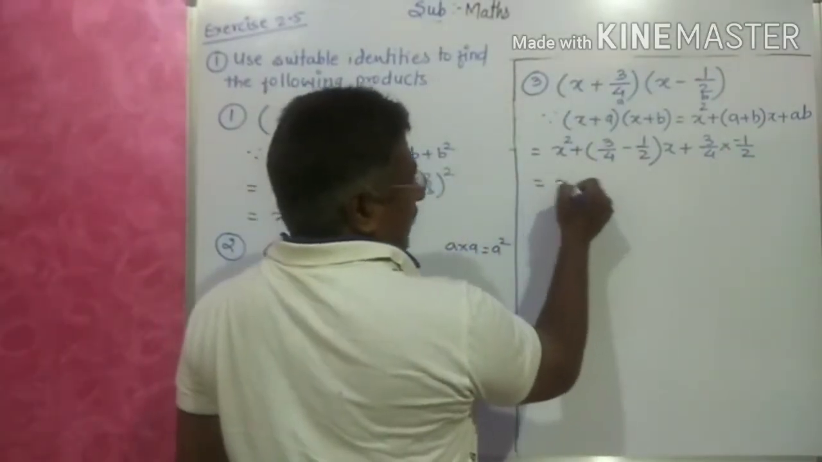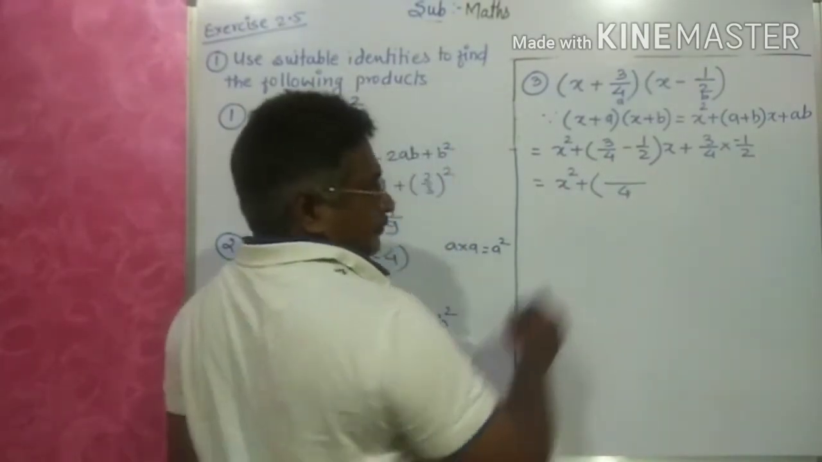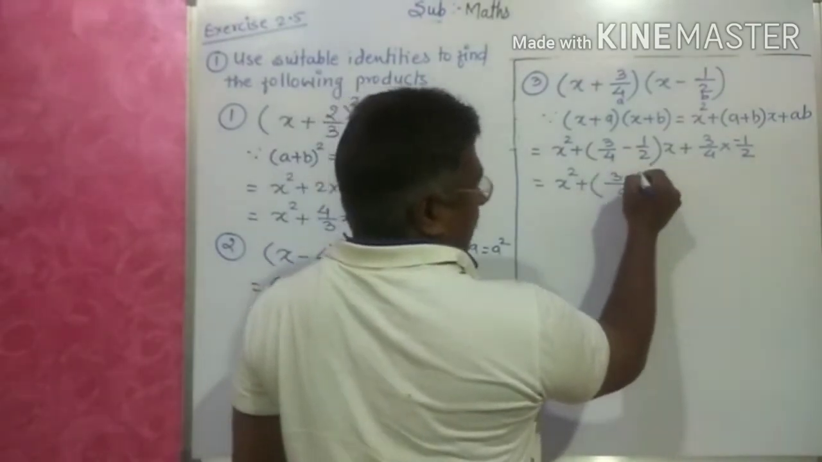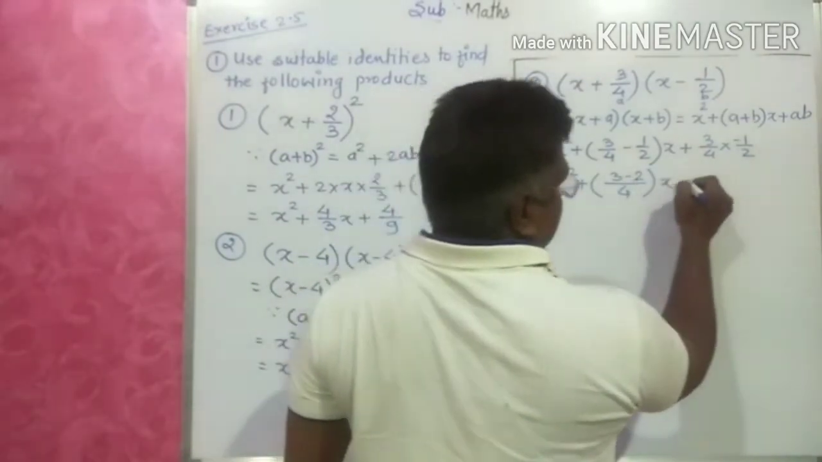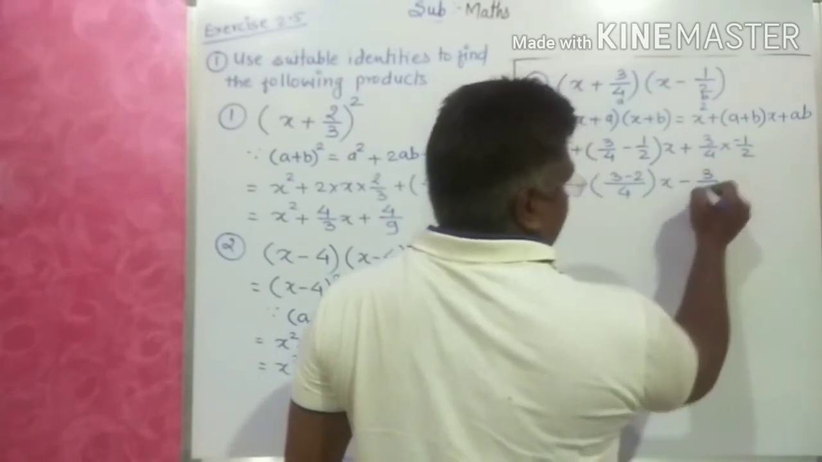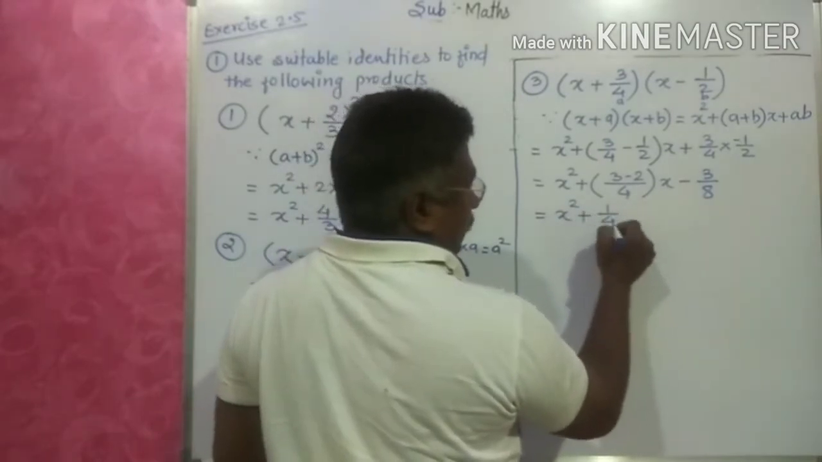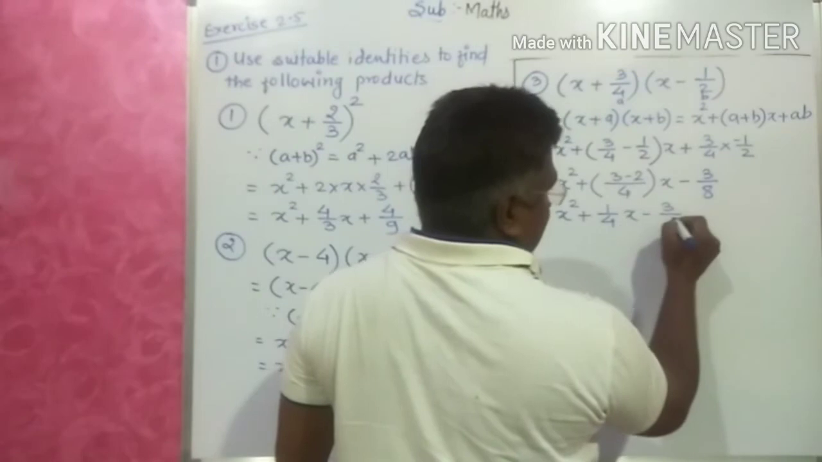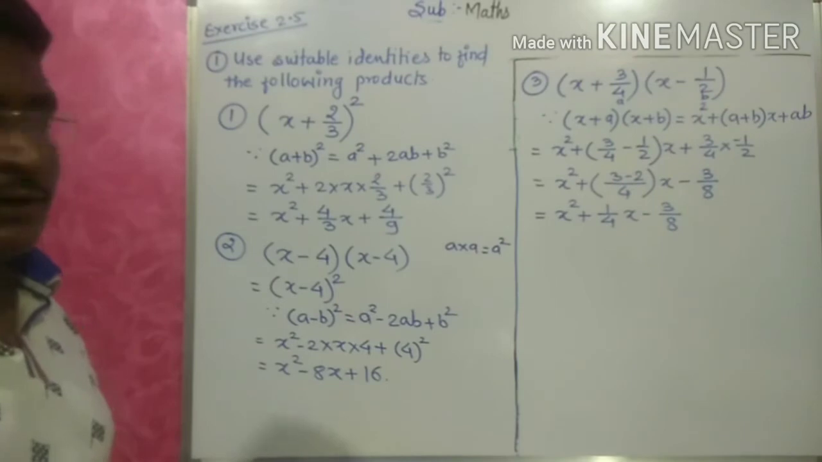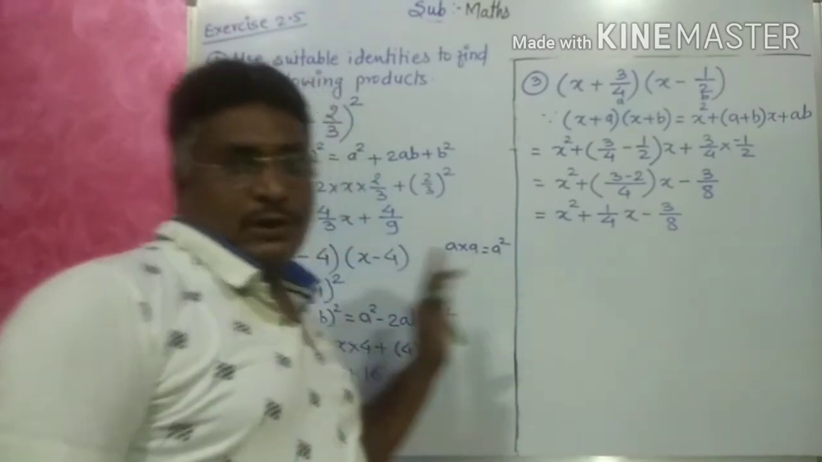So what will we get? x square plus, simplify the bracket, LCM. The denominators are not the same, so what has to be done? LCM. (3 minus 2) into x, plus, minus into plus gives minus. So what will we get? 3 by 8. So x square plus 1 by 4 x minus 3 by 8. Got the answer, students? How to use the identity? Understood? Which identity has to be used? Clear?